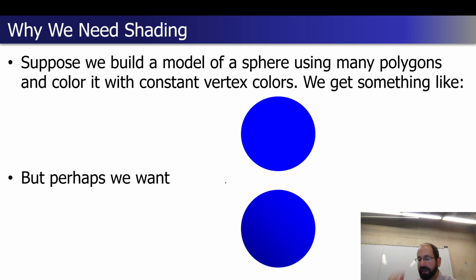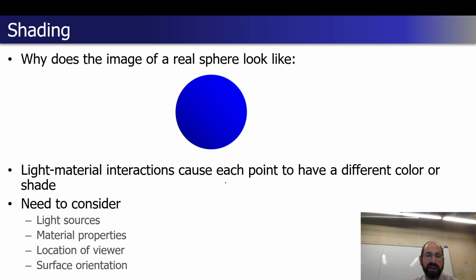So why do we need shading? I think we got it. Our blue sphere looks like a blue circle here. We did all the work to figure out three-dimensional vertices and our positional attributes, and we didn't get something that wound up looking three-dimensional at the end of the day.